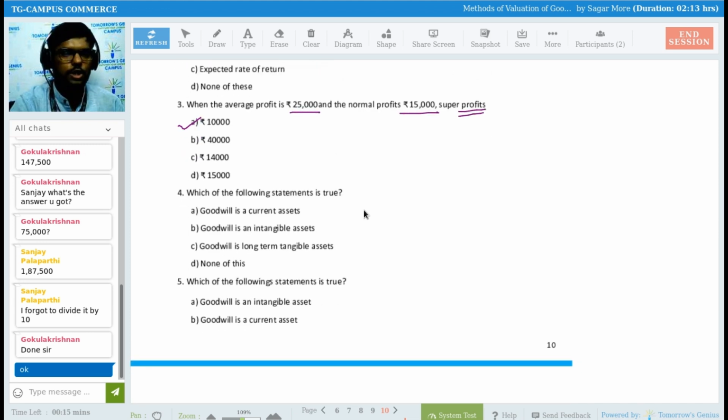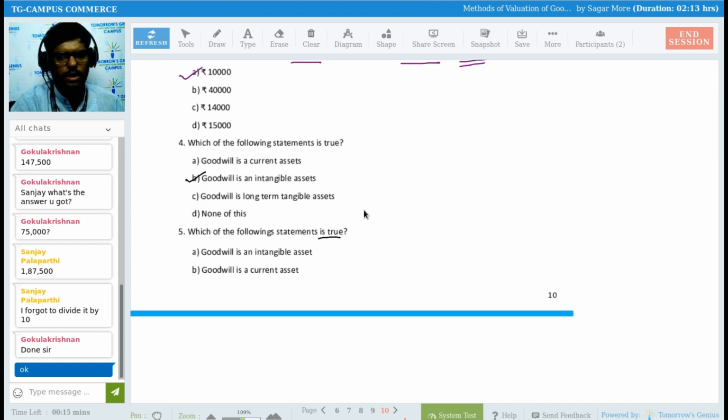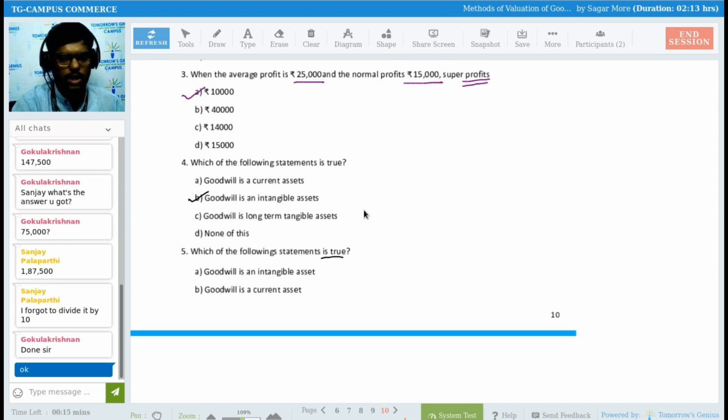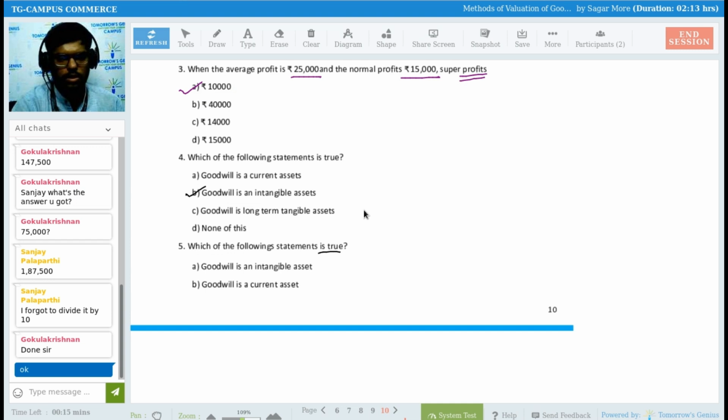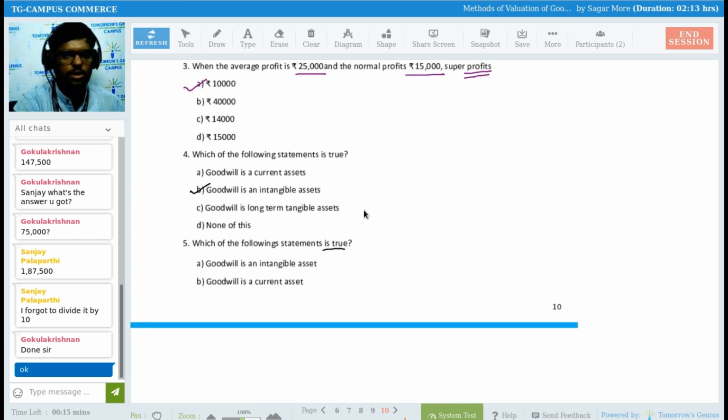Sir, which of the following statements is true? Goodwill is intangible asset. Goodwill is current asset. Goodwill is fictitious asset. Goodwill cannot be acquired. So goodwill is an intangible asset.